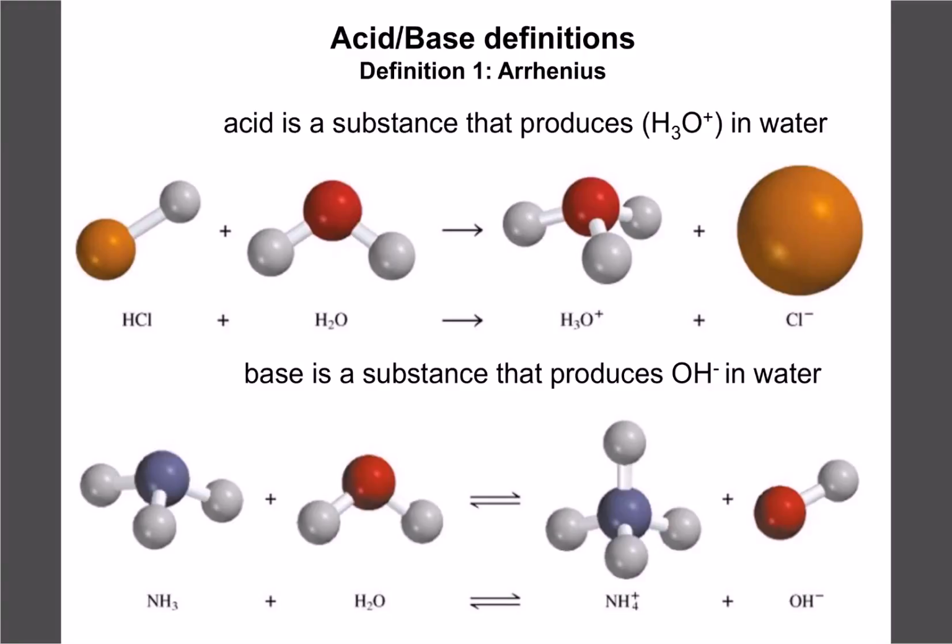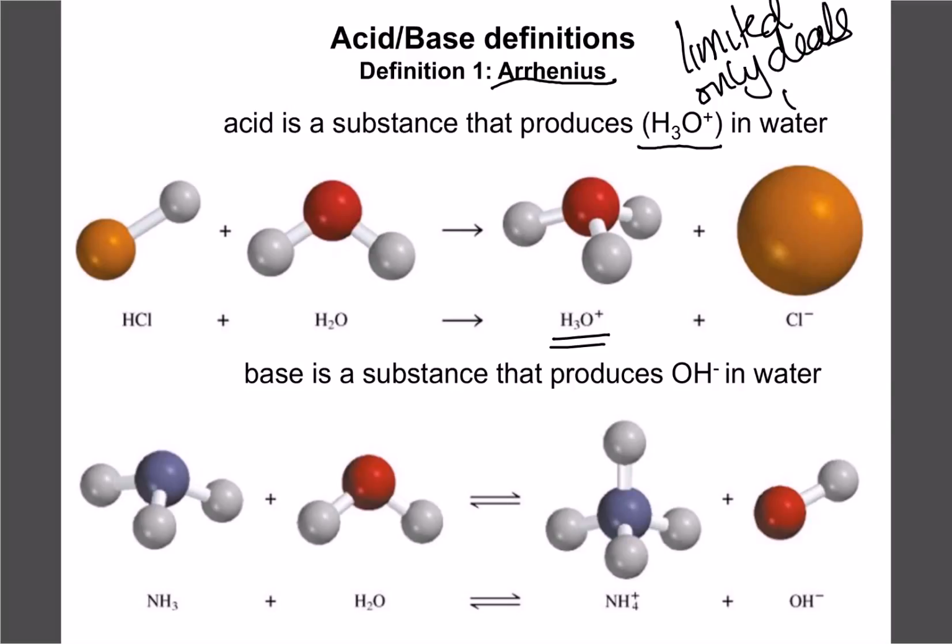So the first one, the Arrhenius definition. Arrhenius states that an acid is a substance that produces H3O+ in water. So therefore you have hydrochloric acid reacting in water and it produces our H3O+, and then our Cl-. So Arrhenius is somewhat limited because it only looks at when we have our acid in water. So limited because it only deals with aqueous solutions.